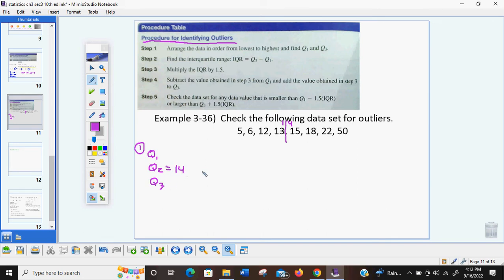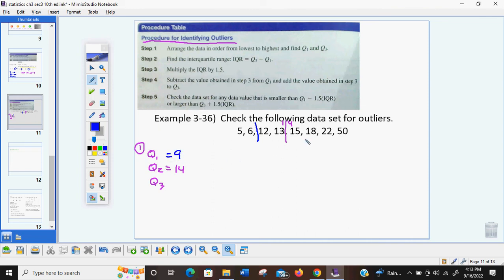Now I want to find the median of the first half of the data. If 14 was in my data, I would ignore it. Once we use it for Q2, you ignore it and you look at everything to the left. So I want to find the median of the first half of the data. Well, I have 4 things, so it's going to be between 2 and 3. If you do 6 plus 12, you get 18, divided by 2 is equal to 9. So I know Q1 is equal to 9.